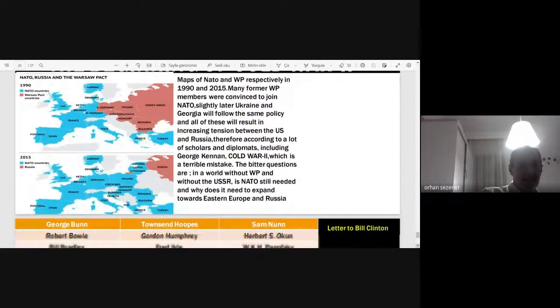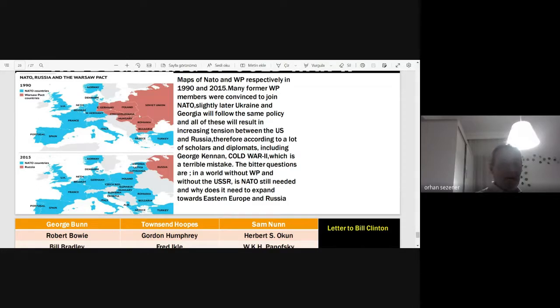Here, these two maps are very interesting. The upper map, the blue color, shows the NATO member countries. The red ones show the former Warsaw Pact. Warsaw is the capital of Poland, and their organization was named after it, the Warsaw Pact, WP. This was the case in 1990, only 32 years ago.